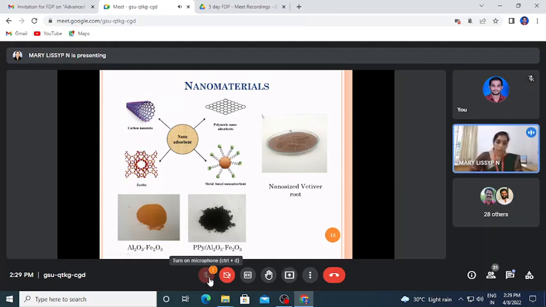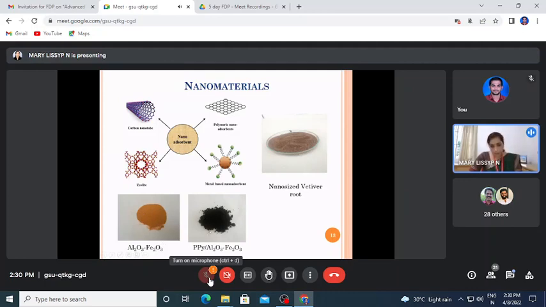Below on the slide, you can see the first one, the alumina iron oxide nanocomposite. It is a composite only. This material is synthesized using the chemical precipitation method. The first one, the vetiver plant, is a natural product; we just made it to nano size. But in this case, it is a powder formed by synthesis using the chemical precipitation method. This combination we call alumina iron oxide nanocomposite.